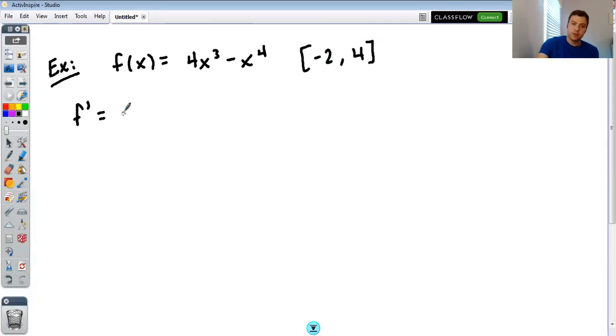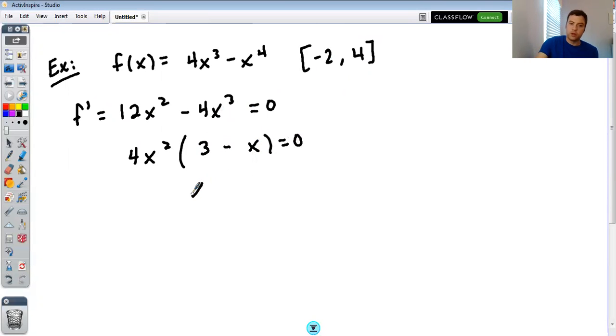All right, so we're going to begin with the derivative. f prime is equal to 12x squared minus 4x cubed. We're going to set it equal to 0 to find our critical points. I'm going to factor out 4x squared, leaving me with 3 minus x. So I have critical points at 0 and 3. Then I can make my number line: 0, 3.